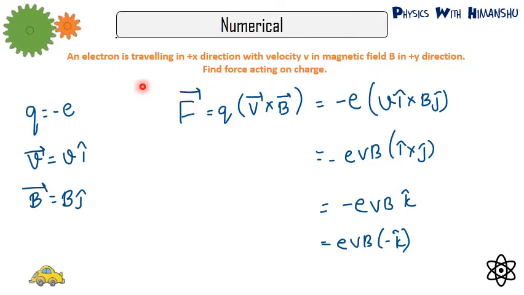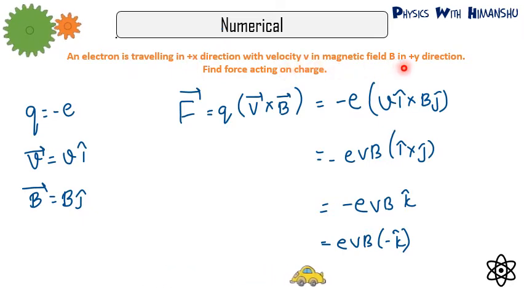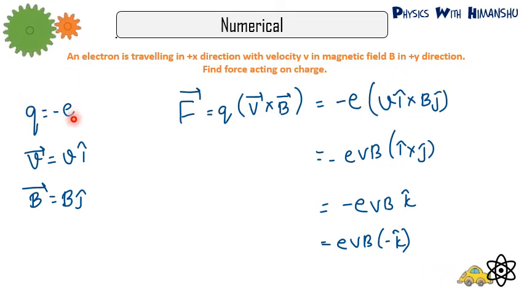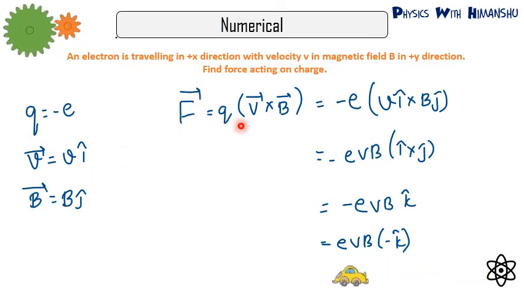Now let's solve one numerical. An electron is traveling in the positive x direction with velocity v in a magnetic field B in the positive y direction. Find the force acting on the charge. The charge is minus e because the electron is negatively charged. Velocity is v i cap, magnetic field is B j cap. Now put all the values in the formula F is equal to q v cross B.